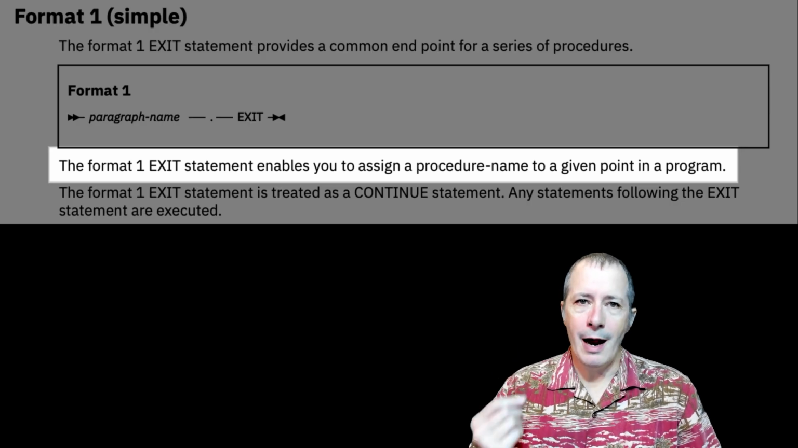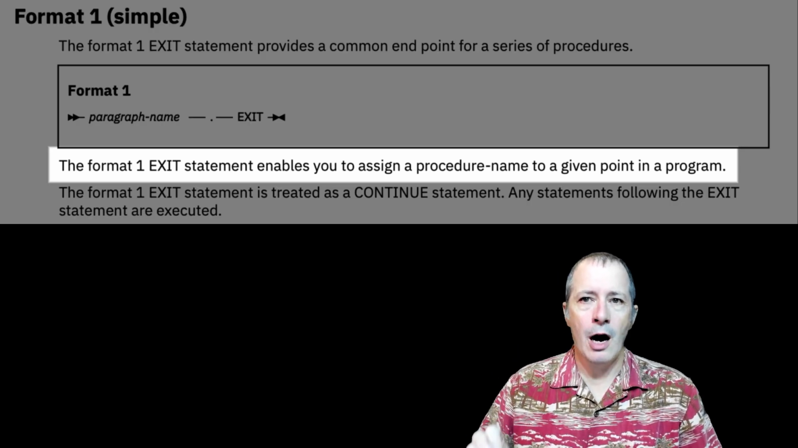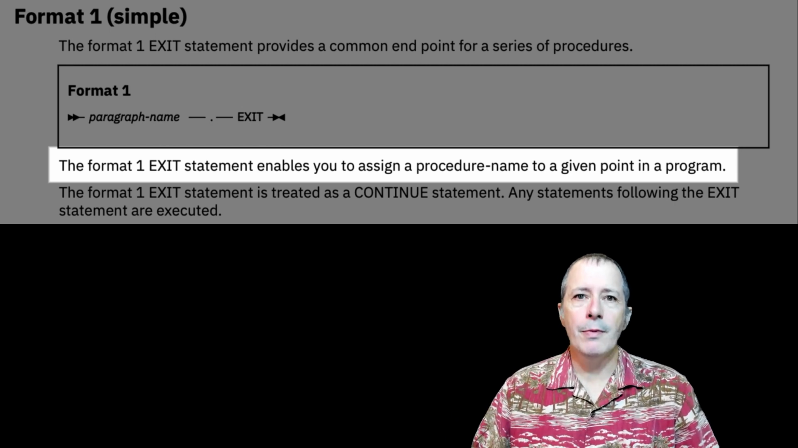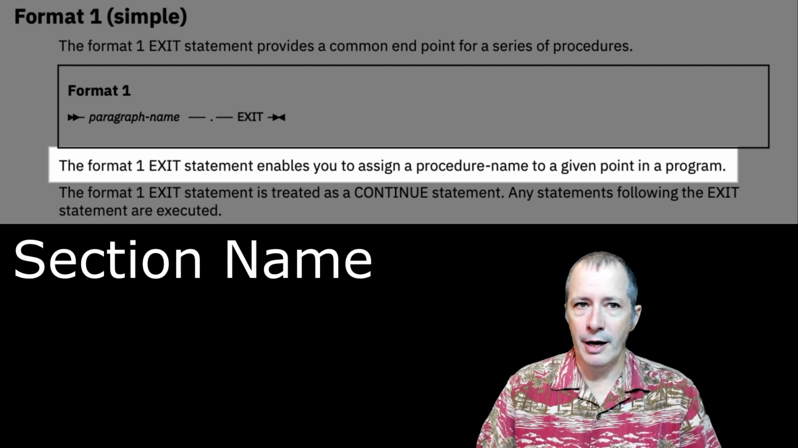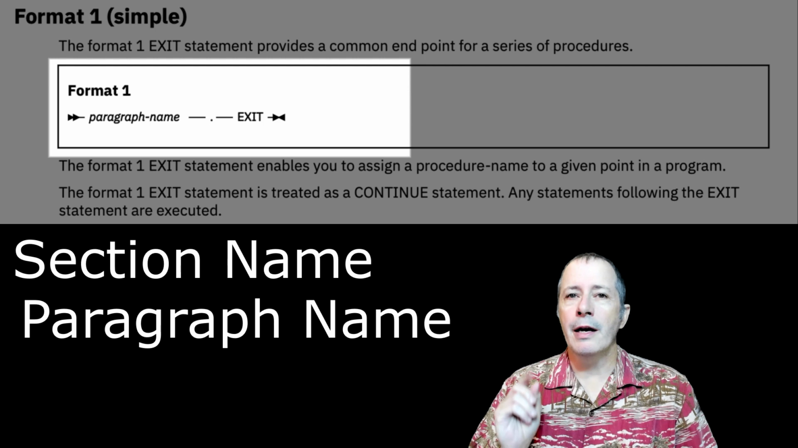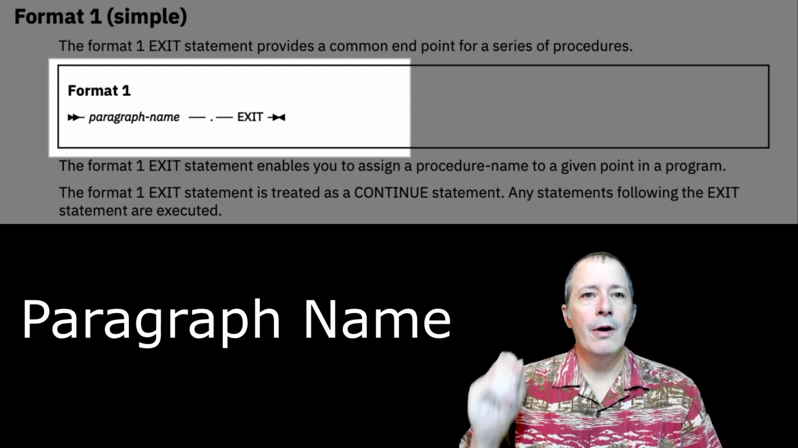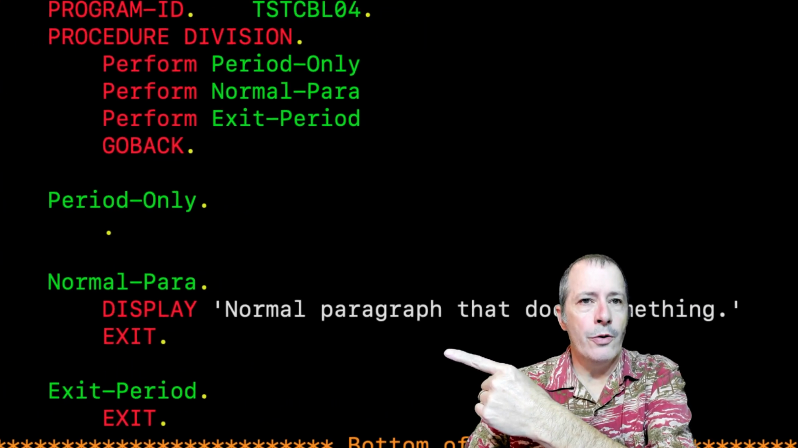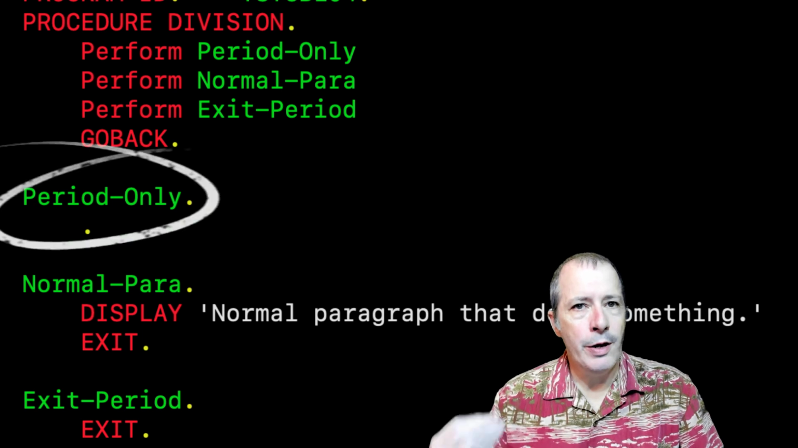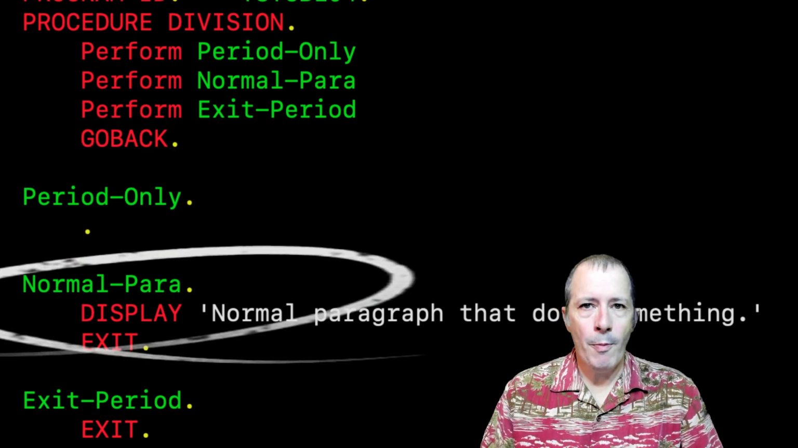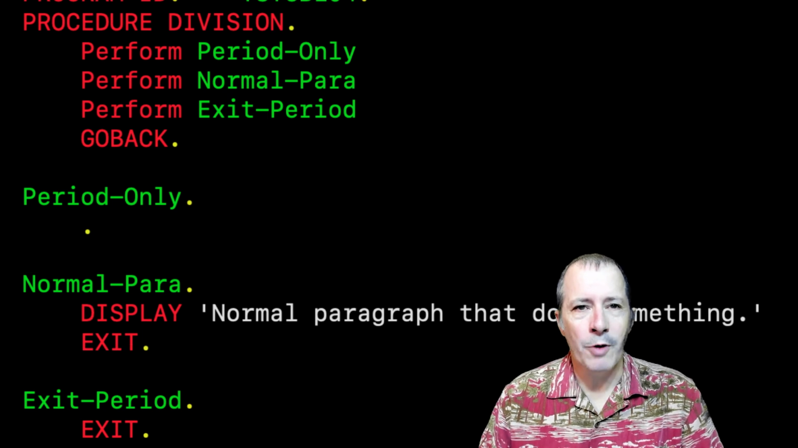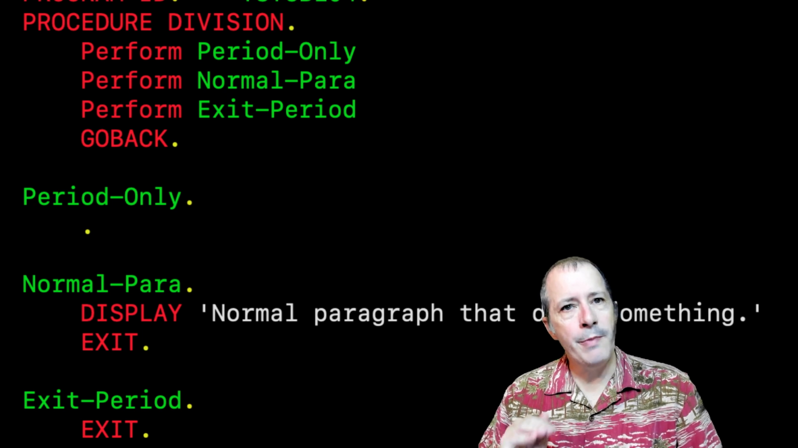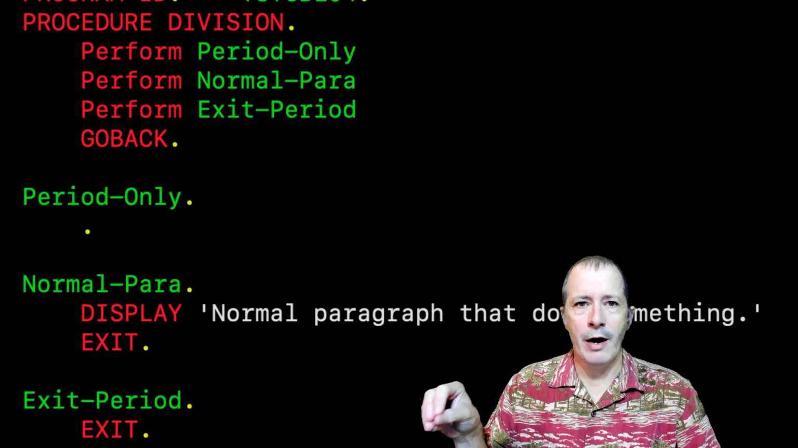The format 1 exit statement enables you to assign a procedure name to a given point. What is a procedure name? Procedure name can be a section name or a paragraph name. The information box makes it clear that a paragraph name is expected. Consider the following code. Three paragraphs: a period-only paragraph, a normal paragraph that does something, it has a display, and the third paragraph uses the exit plus period to terminate the otherwise empty paragraph.